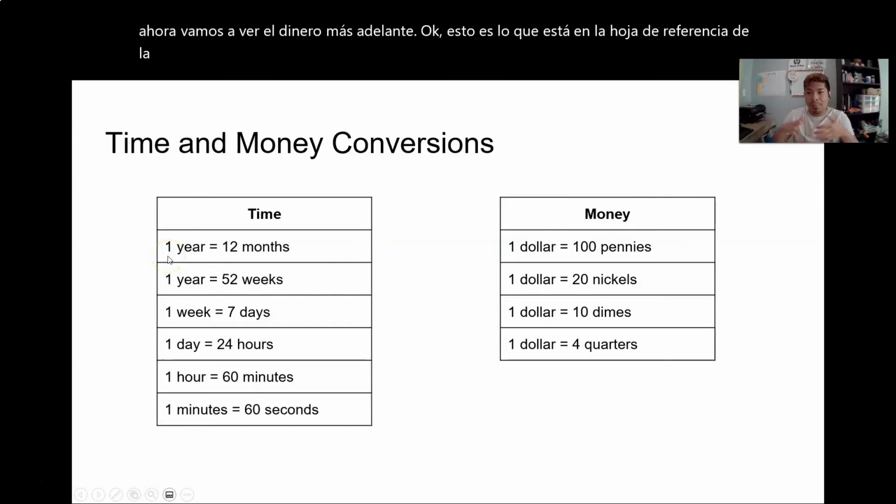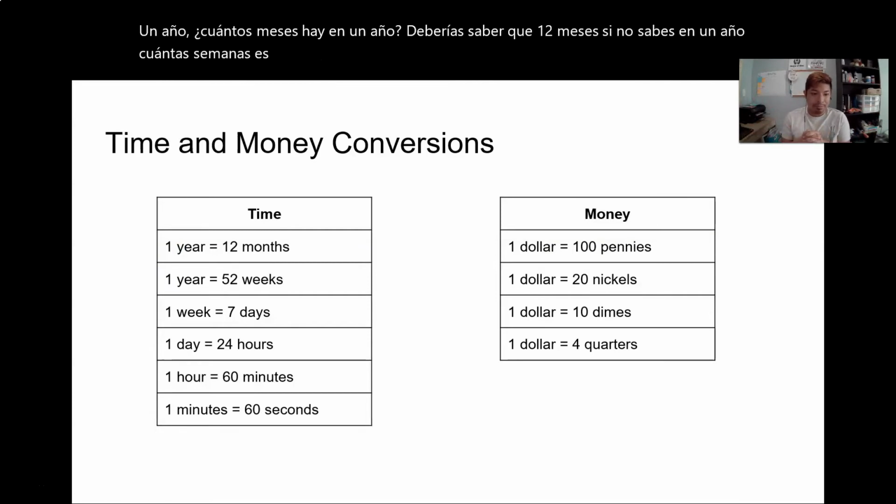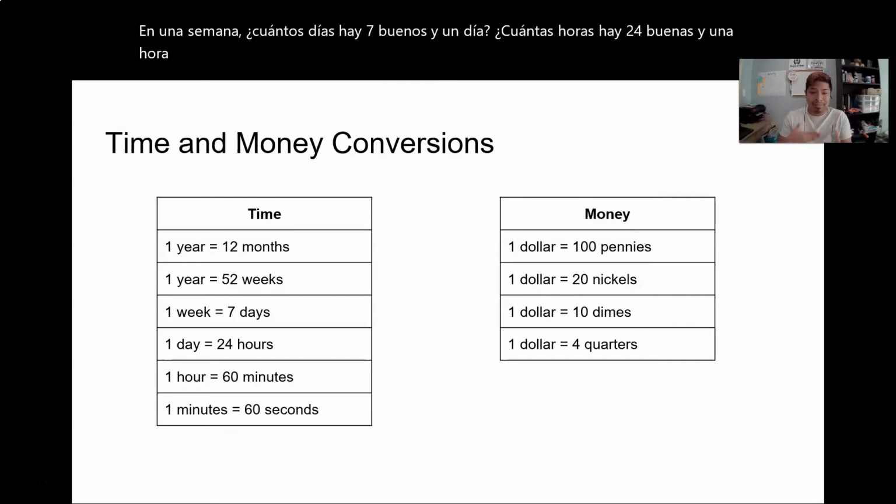So 1 year, how many months are in 1 year? You should know that. 12 months. If you don't, now you know. In 1 year, how many weeks is it? 52 weeks. In 1 week, how many days are there? 7, good. In 1 day, how many hours are there? 24, good. In 1 hour, how many minutes are there? 60. In 1 minute, how many seconds are there? 60 seconds. So those are the time conversions that we're going to be dealing with.